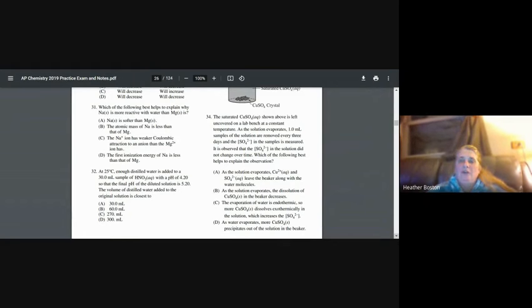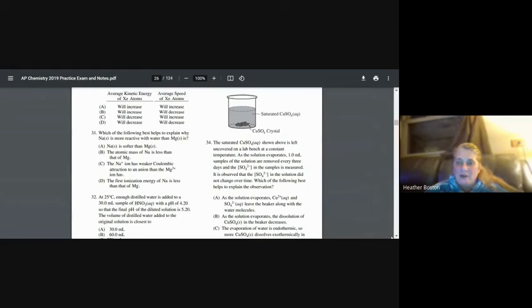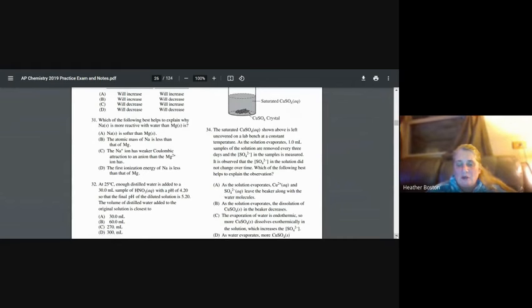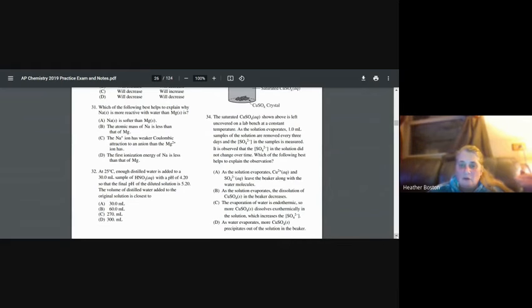You've got a saturated solution. As the solution evaporates, 1 milliliter samples of the solution are removed every 3 days. It is observed that the sulfate in the solution did not change. You can see that as the water evaporates, a saturated solution can only hold so much, so it precipitates out to the bottom. If it stays saturated, it's going to be the same concentration. There's only so much that a solution can dissolve, and that's what saturated means. So the correct answer is D.